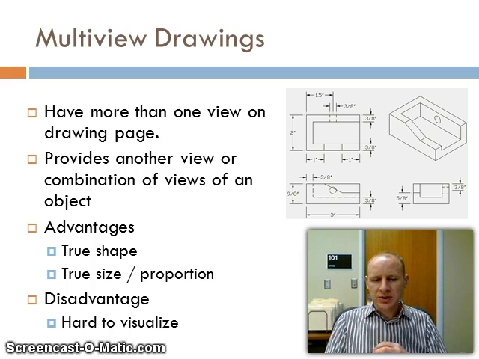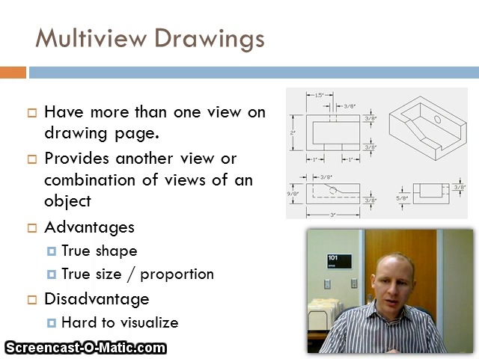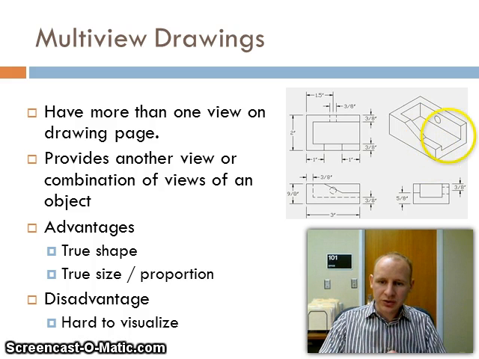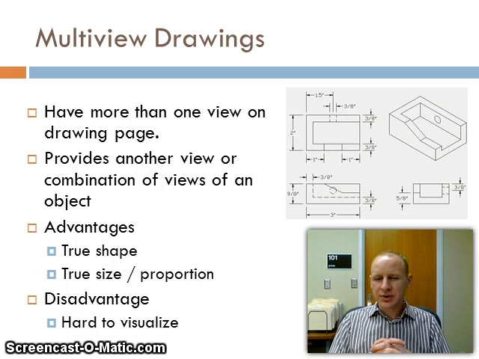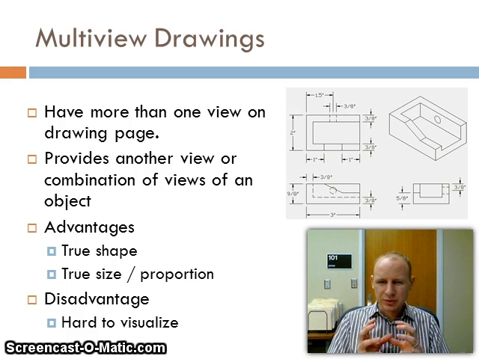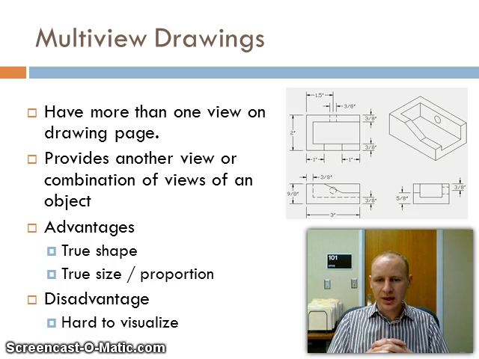One of the disadvantages, however, is sometimes it's hard to visualize. We will not always have this pictorial style fourth view up here in the top right corner. We may only have the other three views that you see there. And so sometimes it's hard when you just have those 3 views to really get an idea to visualize what this particular product looks like.